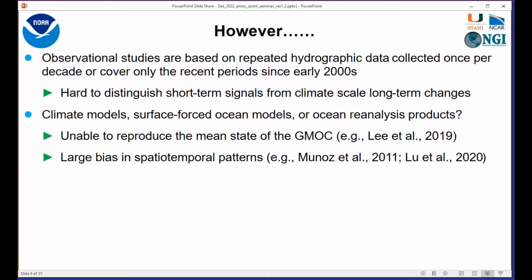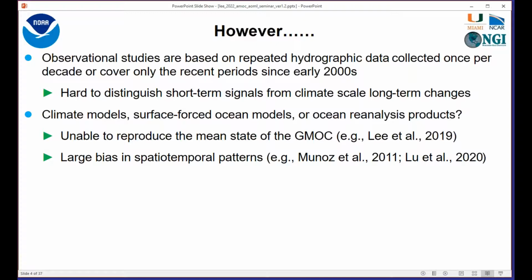Okay. For the climate model and surface-forced model, we showed in our earlier paper in 2019 that they're not able to reproduce the mean state of the GMOC, especially in the Indo-Pacific Ocean. There is no GMOC in those models, and in the Southern Ocean, it's too weak, and it's pretty okay in the Atlantic. But outside the Atlantic, it's very, very bad.